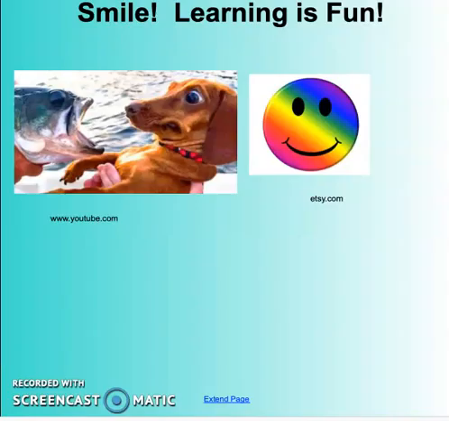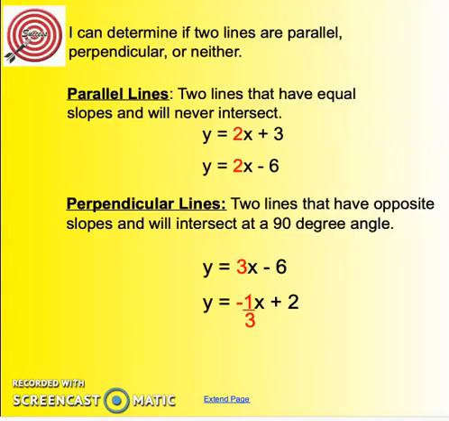At this time, please make sure that you have a notebook, something to write with, and your vocabulary packet. Our target today is: I can determine if two lines are parallel, perpendicular, or neither.